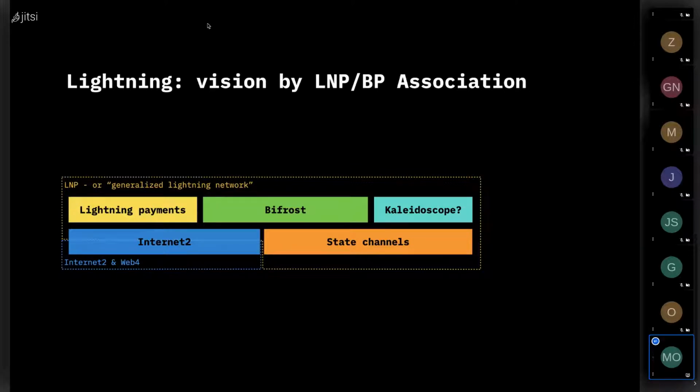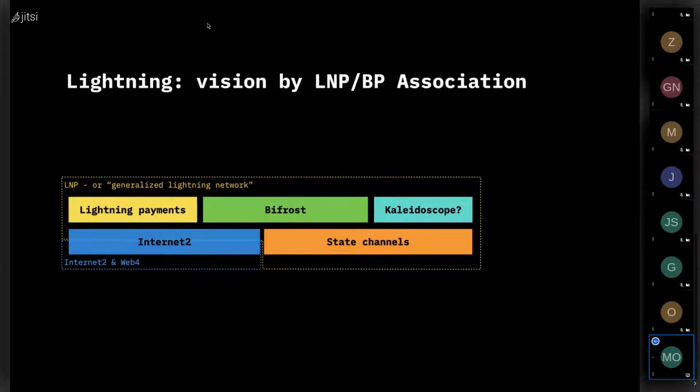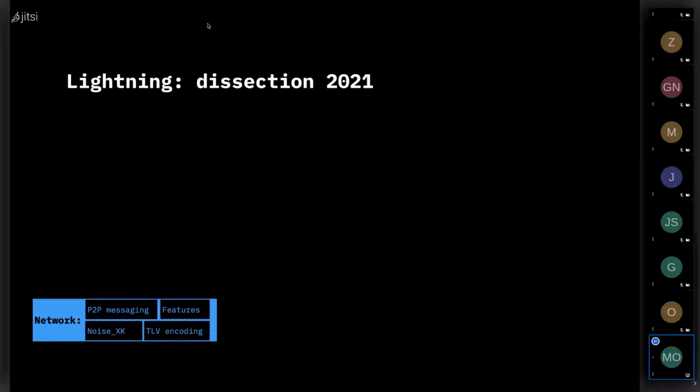And this stack basically presents two main components. The first one is Internet 2, which is not specific to Bitcoin and Lightning Network. And the second is what we call LNP, Lightning Network Protocols, a family of all these protocols, or generalized Lightning Network, which extends outside of the scope of Lightning payments. So this is the color coding that we will use from now on. And let's dive into dissecting Lightning Network.